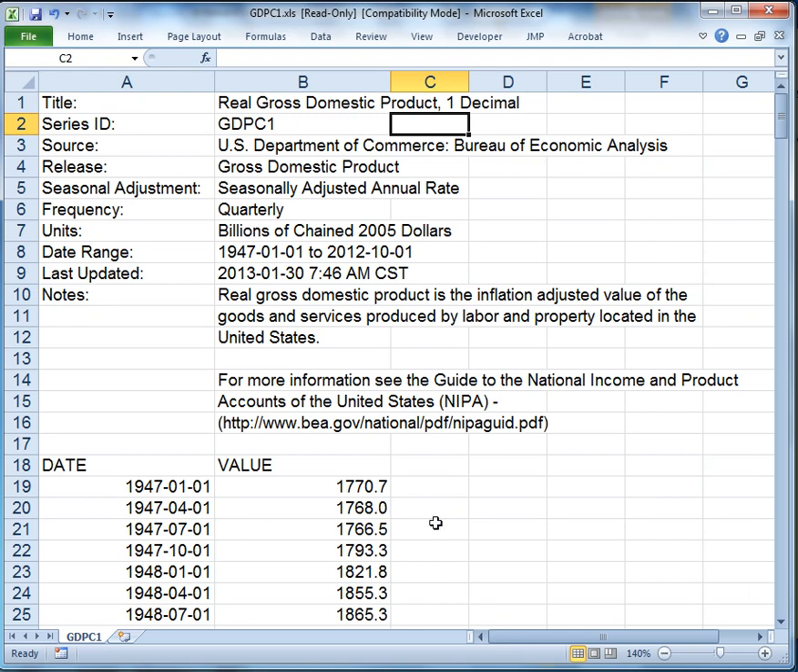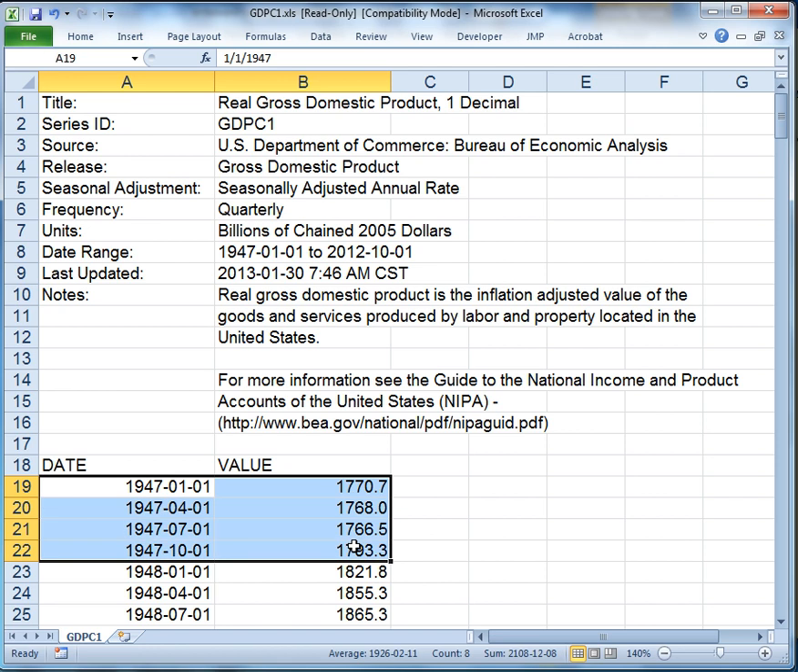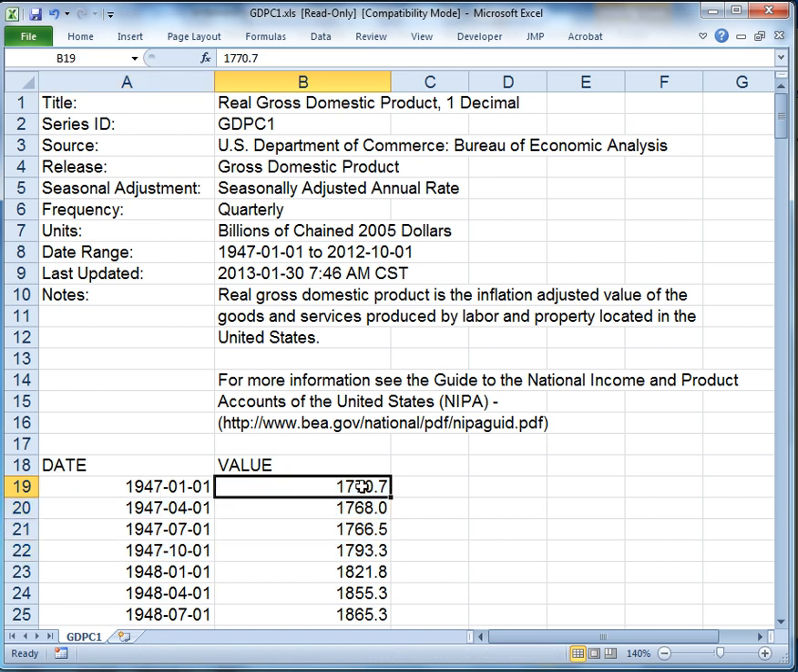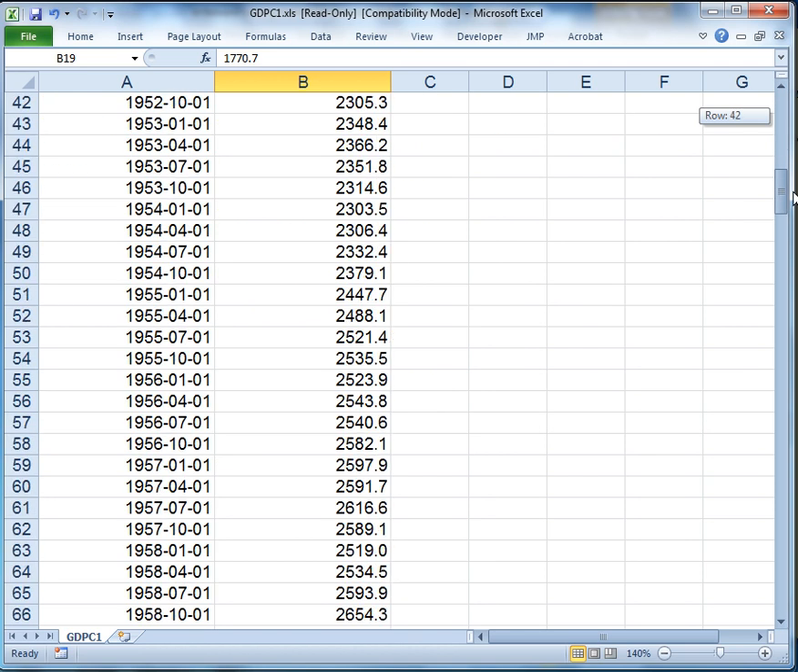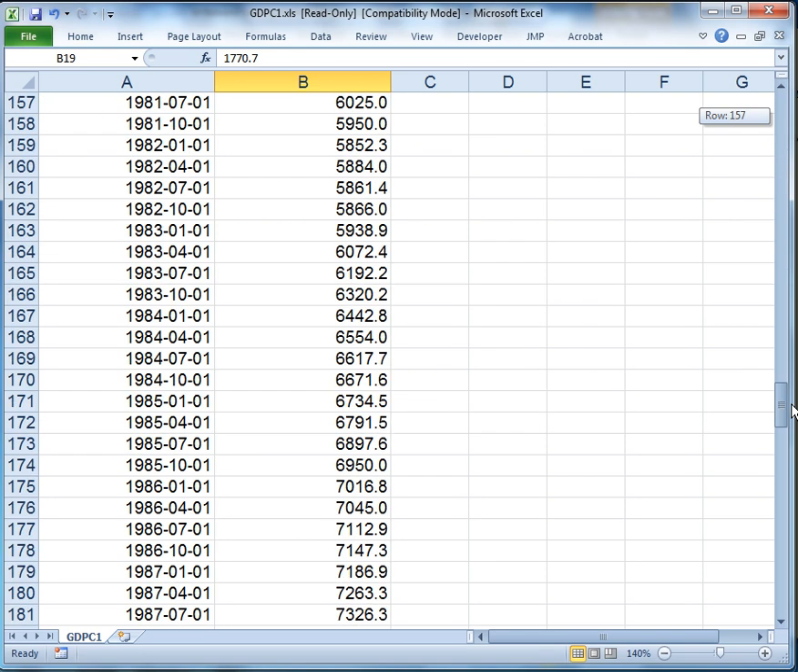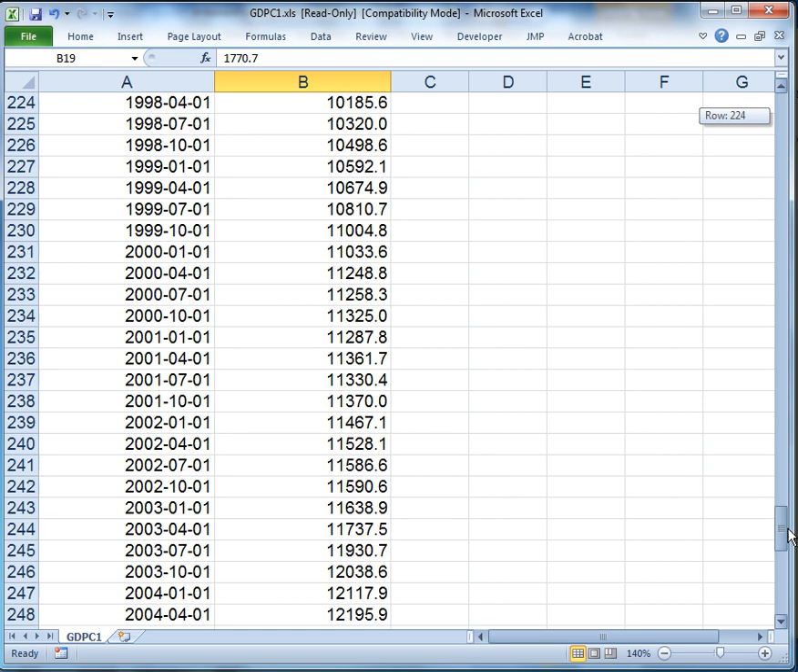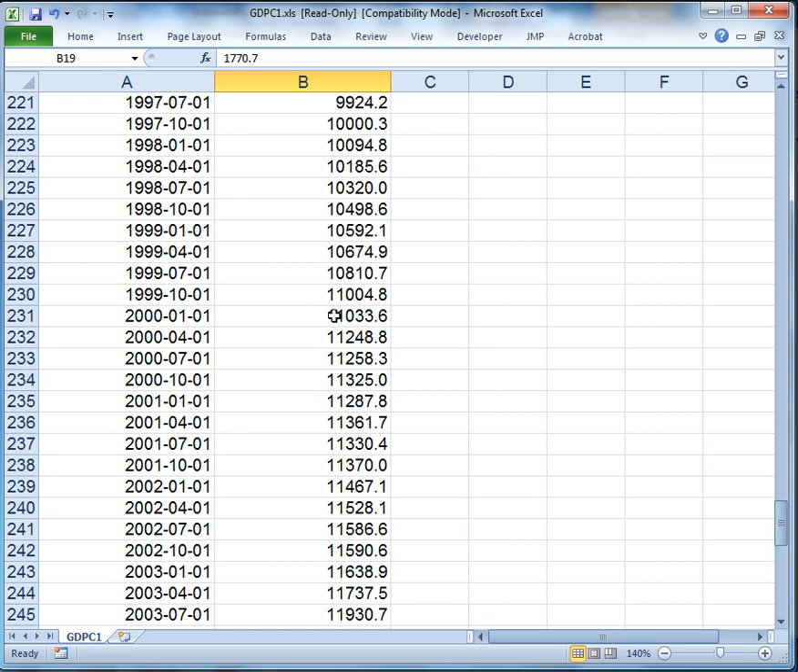And the data here is what's downloaded from the St. Louis Fed, and it has dates and the value of real gross domestic product. What we're going to do is go back to 2000, so we'll go from 2000 up until today, and we're going to calculate a growth rate.